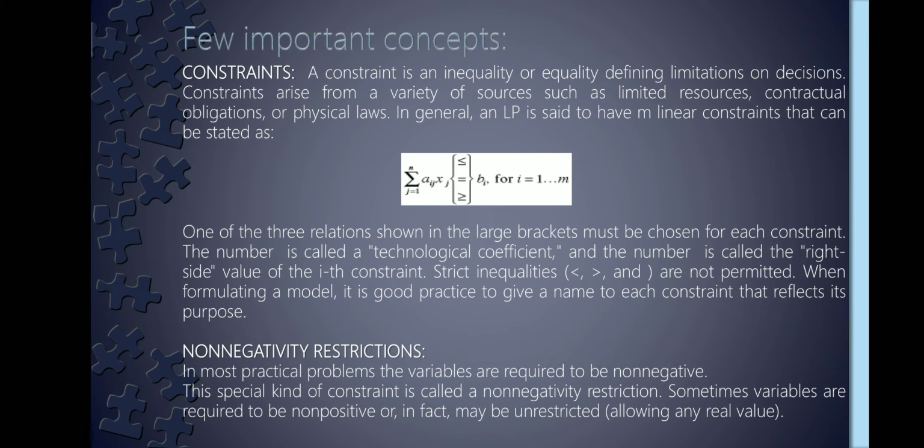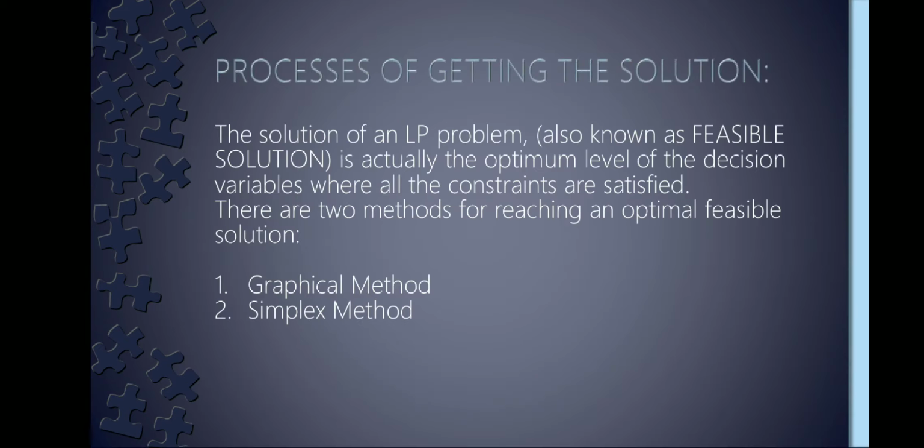And then non-negativity restrictions. In most practical problems, the variables are required to be non-negative. This special kind of constraint is called a non-negativity restriction. Sometimes variables are required to be non-positive or in fact may be unrestricted.